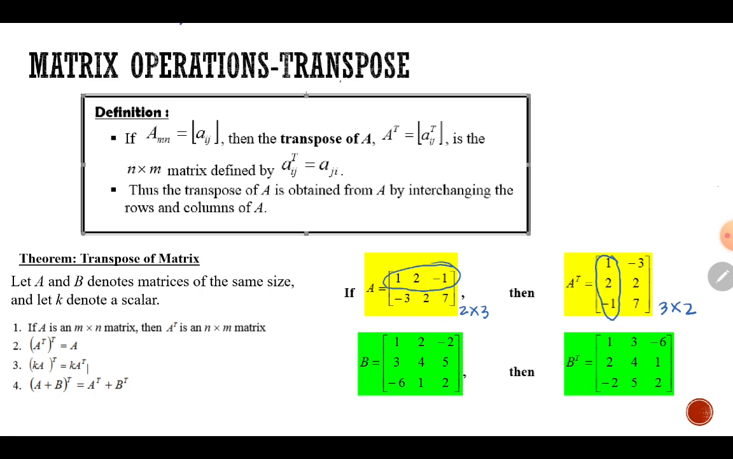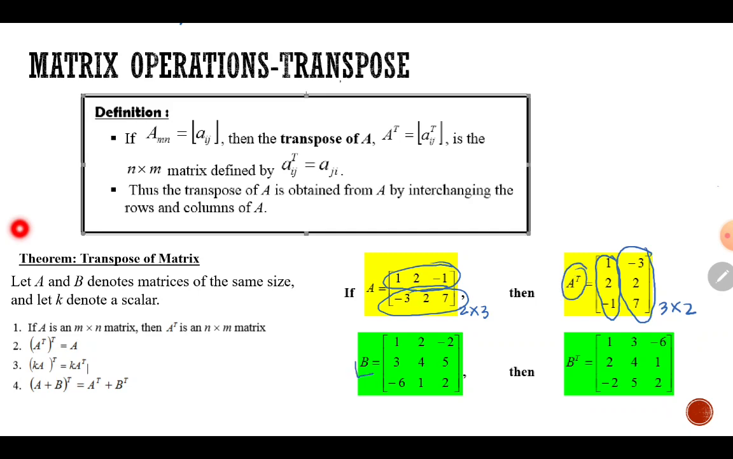1, 2, negative 1. Second row, negative 3, 2, 7 becomes the second column. Negative 3, 2, 7. Okay. This next one, as an example, second is matrix B, and we will find A transpose.